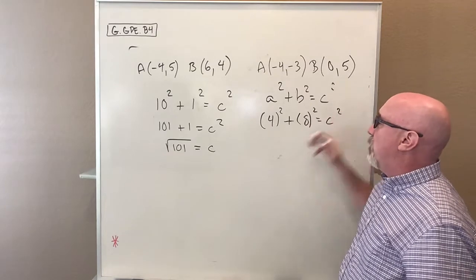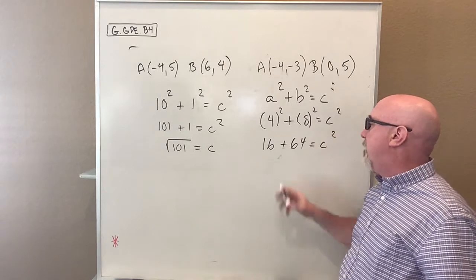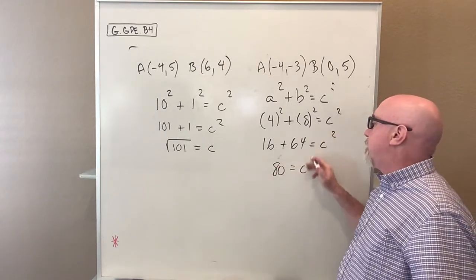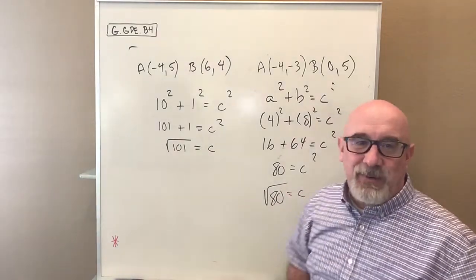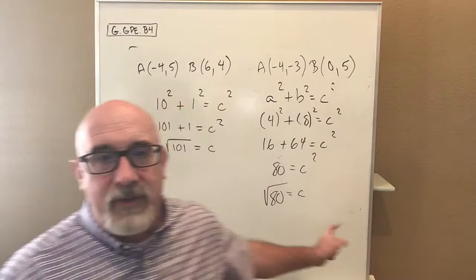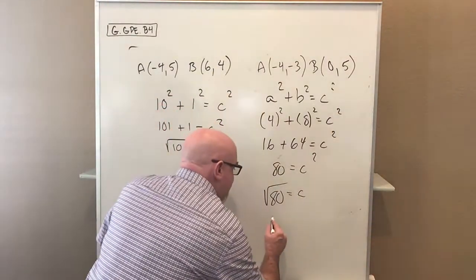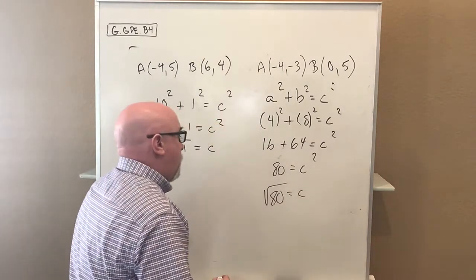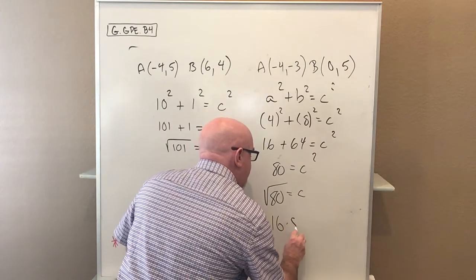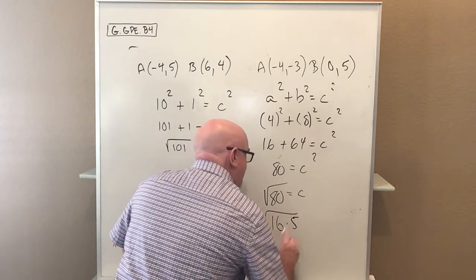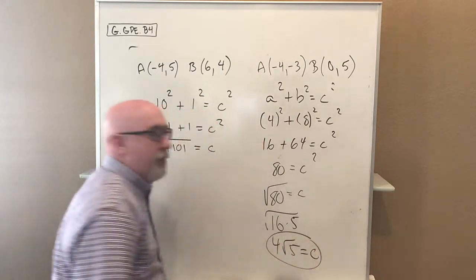And this is what I will solve. 16 plus 64 equals c squared. This is 80 equals c squared, the square root of 80. Just shy of 9 will be that as a decimal value. And I can simplify that and make that a little bit an easier guy. Let's practice that. That would be 16, right? 16 times 5, I believe. And so our final answer would be 4 root 5 would be our answer to that particular problem.